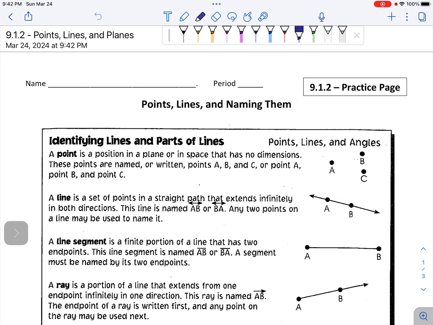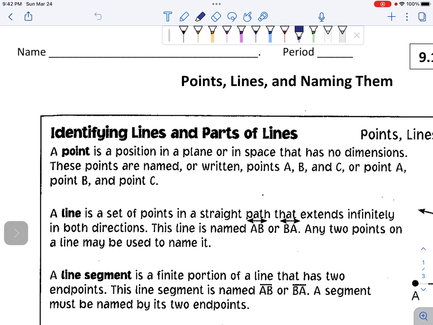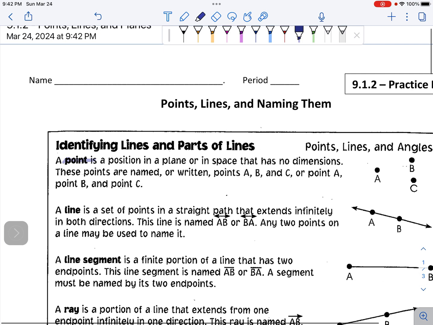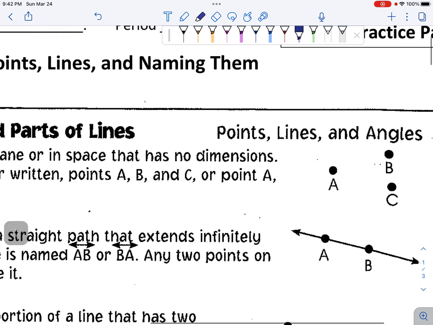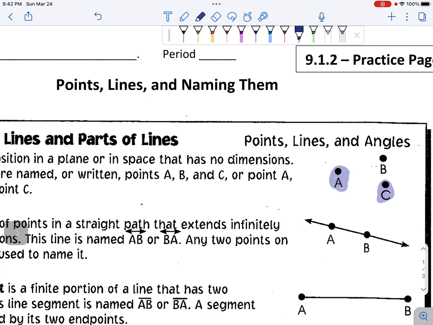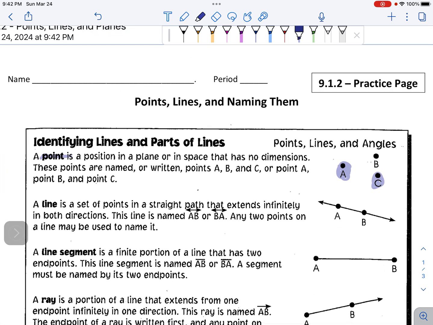Hey, sixth grade, it's our first worksheet for unit 9. Today we're talking about points, lines, line segments, and rays, right? A point is just a place in space. It stands alone. There's a capital A for point A, there's a capital C for point C. We always use capital letters.